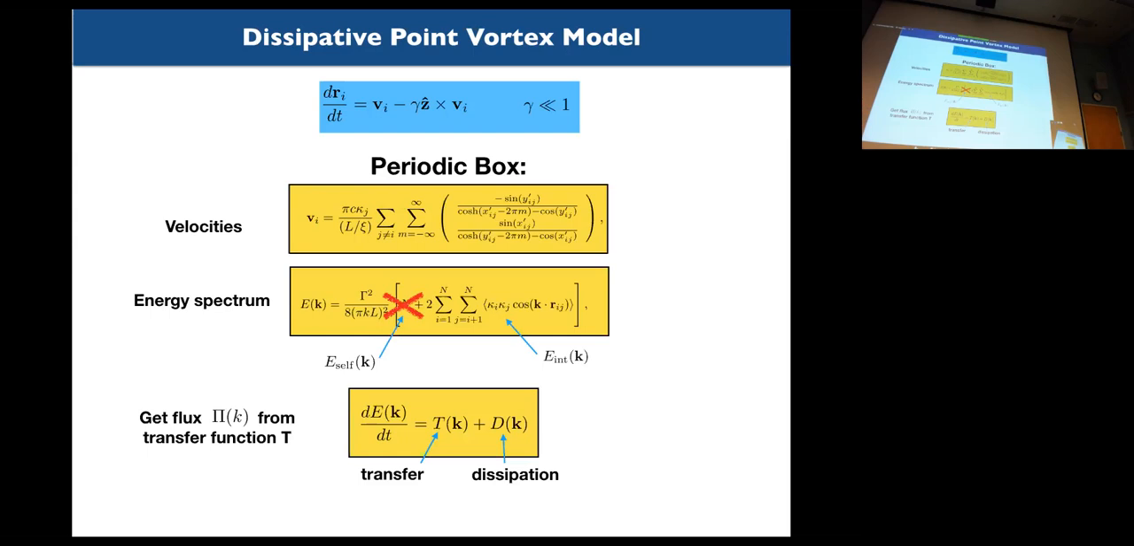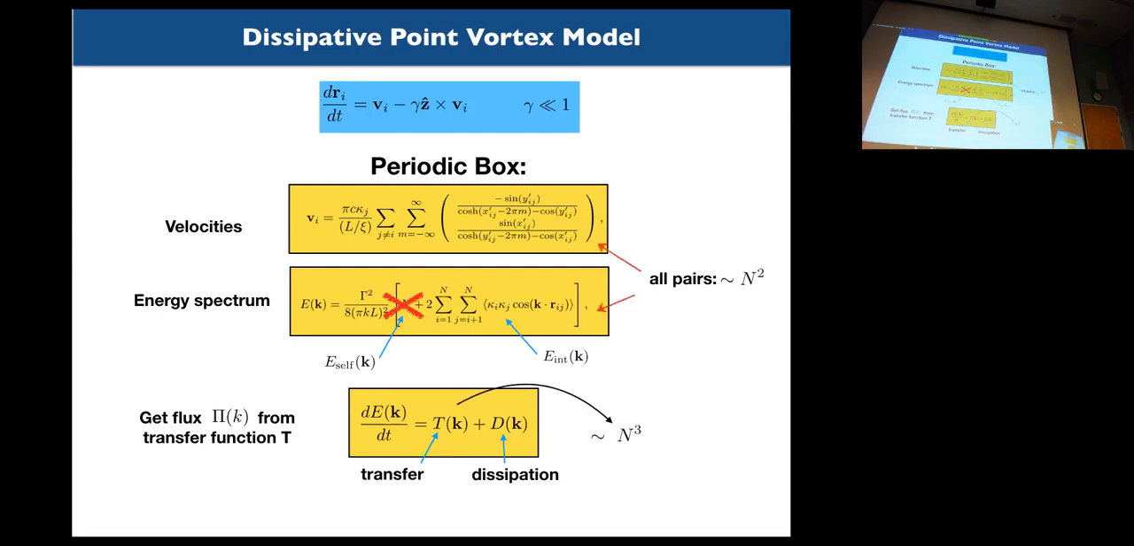We can also go and look at the evolution of the energy spectrum, which we can, from our conservative and dissipative parts here, assign a transfer function, and then from that we can look at the fluxes in wave number space.